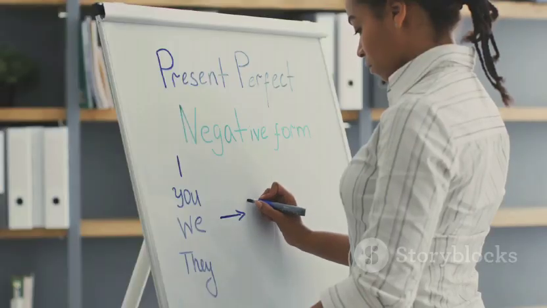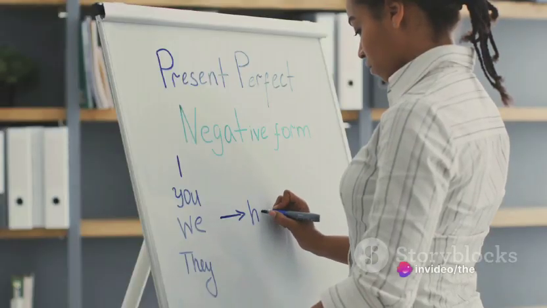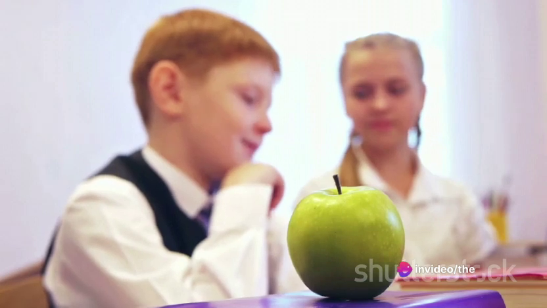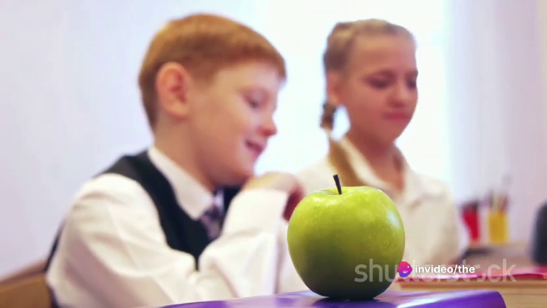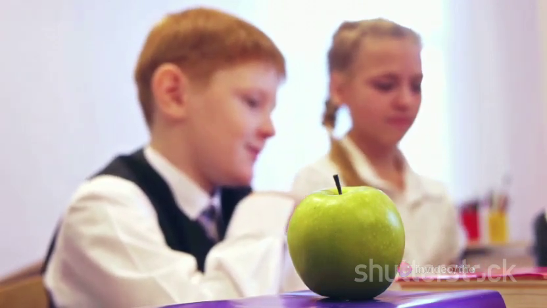The past perfect tense comes next, representing actions completed before another past action. If you had finished eating an apple before your friend called, you'd say, "I had eaten an apple."